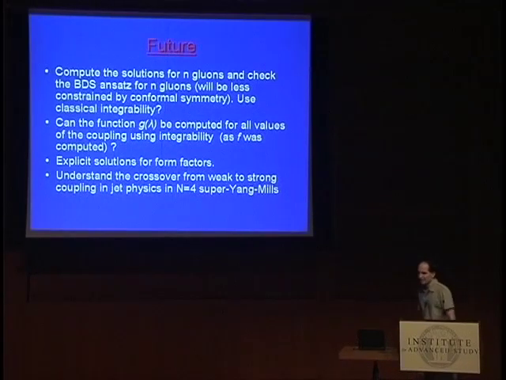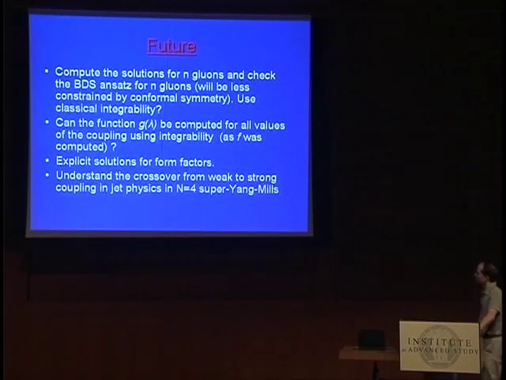Now, of course, one would like to compute the amplitude for n gluons and check these ansatz for n gluons. And one question one can ask is whether one can compute this function f using integrability. Well, I didn't mention this, but this function f of lambda was computed exactly using integrability by Beisert, Eden and Staudacher, or at least it was given as the solution of an integral equation, which you would then solve numerically. But this function is essentially computed exactly, and the question is whether you can also compute this one exactly.